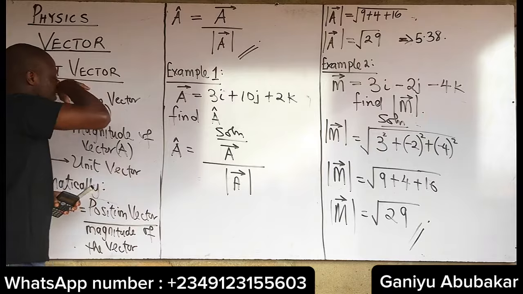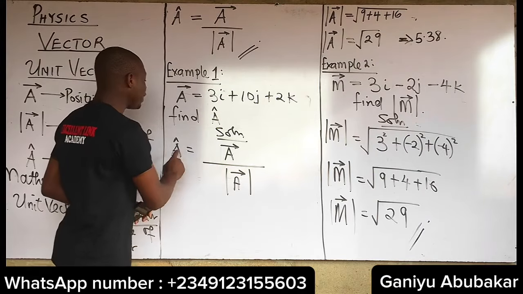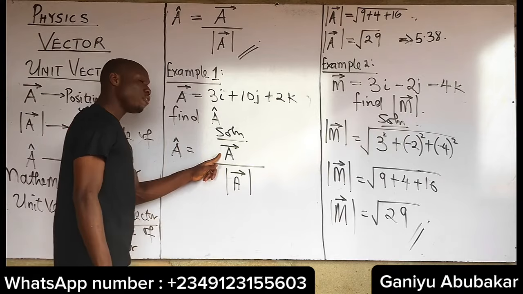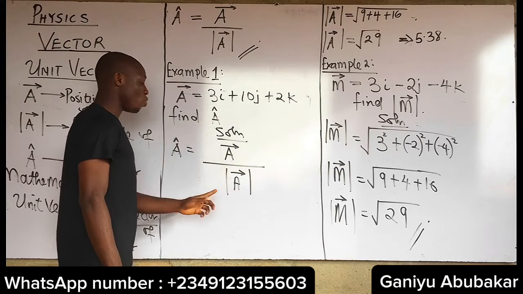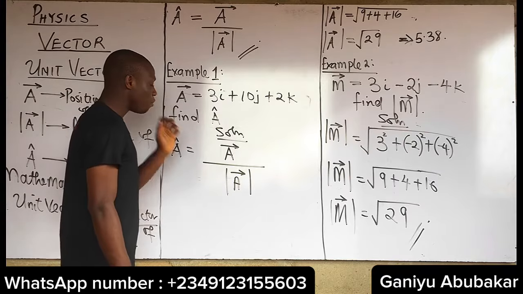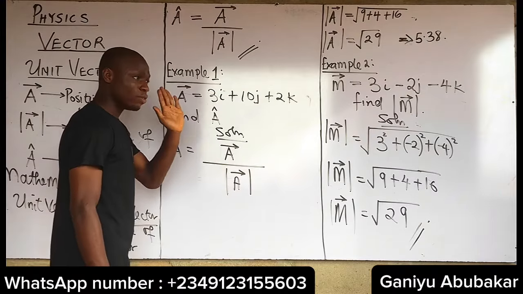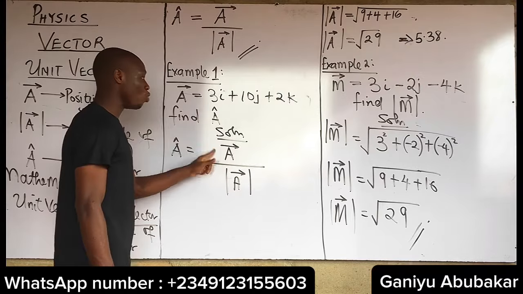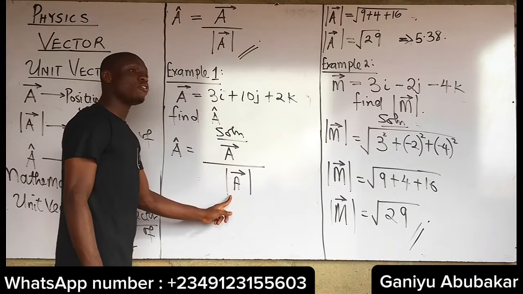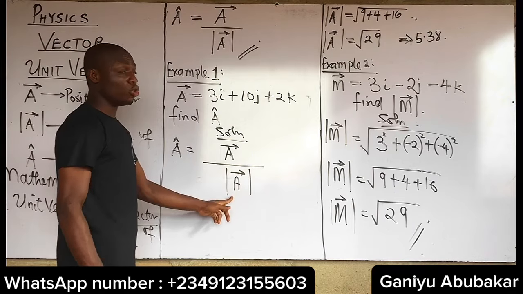So let's find the unit vector of A. To find the unit vector of A, I need two things. Number one is the position vector of A. Number two is the modulus or the magnitude of vector A. From here, I know one thing: the position vector. This is my position vector here. So the next task is to look for the magnitude of vector A, or perhaps modulus.